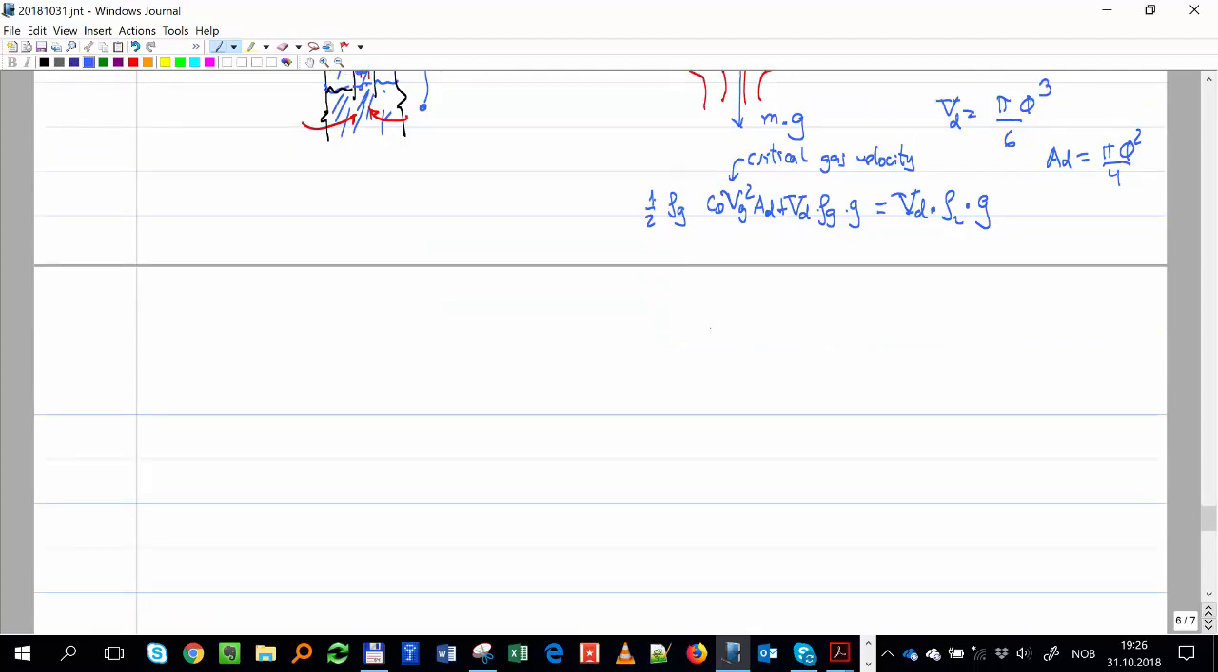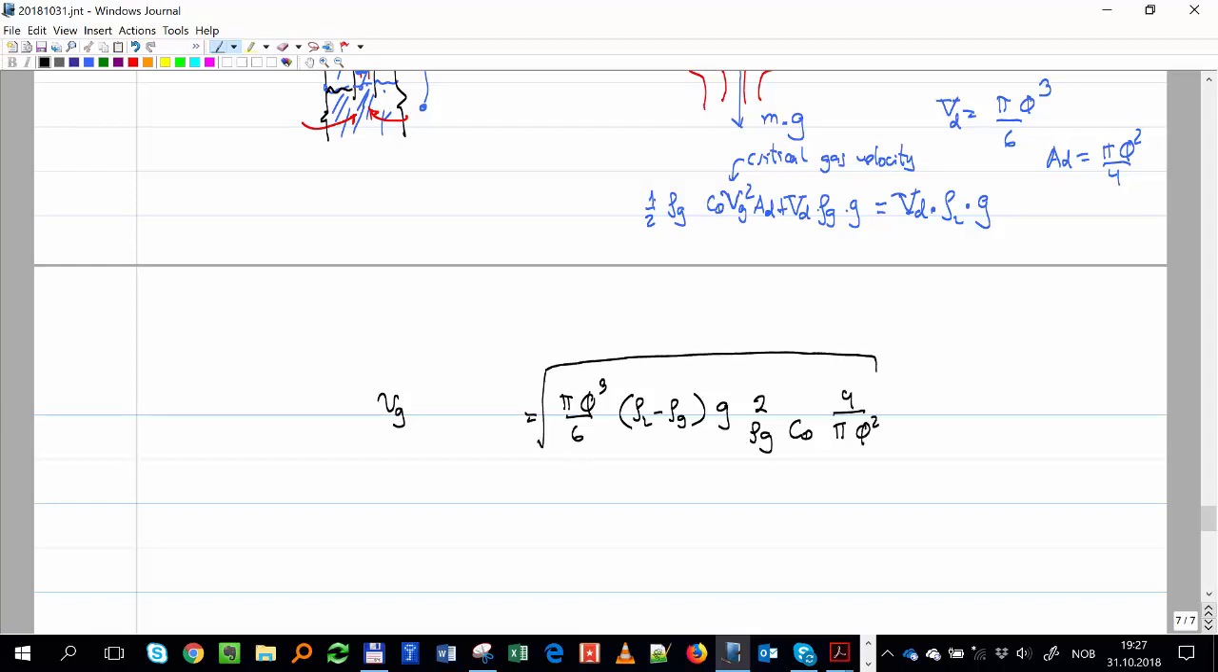So then I can do some algebra to start grouping. I have the critical velocity of the gas equal to the square root of: 4 times pi D cubed over 6, times the density of the liquid minus the density of the gas, times g, divided by 2 times the density of the gas times CD times the area, which is pi D squared over 4.